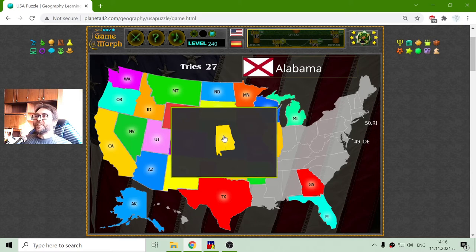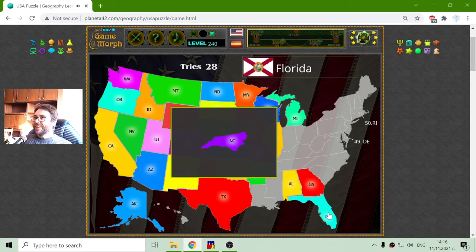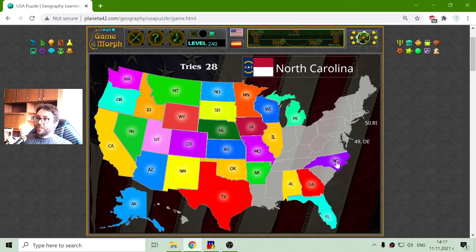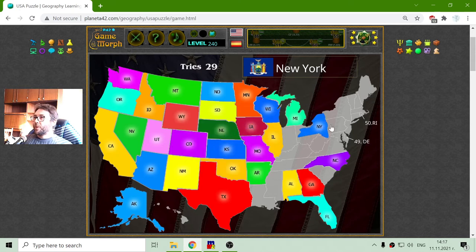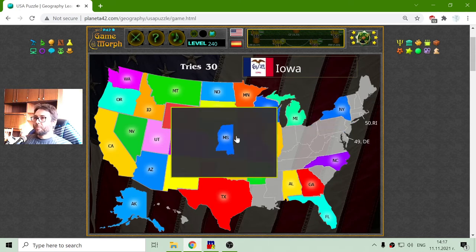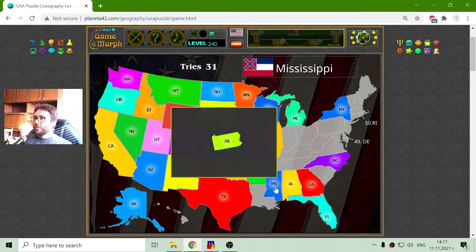And this is the state of Alabama. The state of Alabama is again above Florida. And that should be North Carolina. Again, if there is North Carolina, there should be South Carolina. Right here, but well, I will reach that. First, I will place New York State. Mississippi State. That is double S, double S, double P.